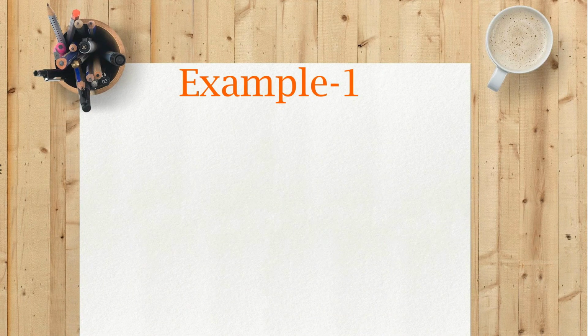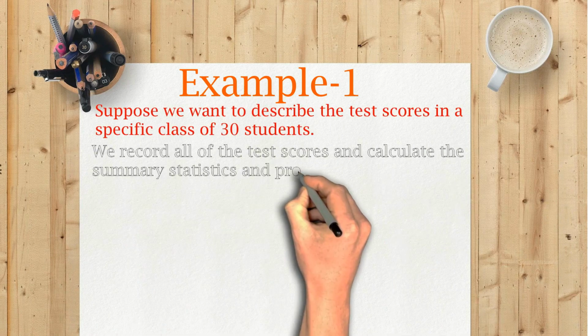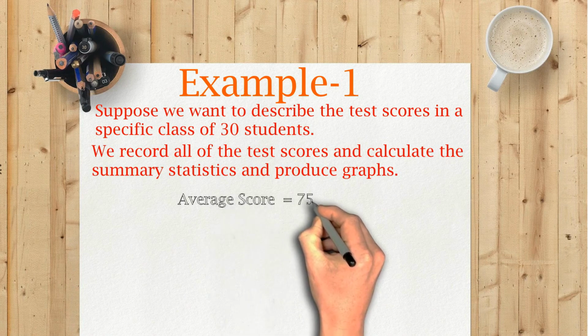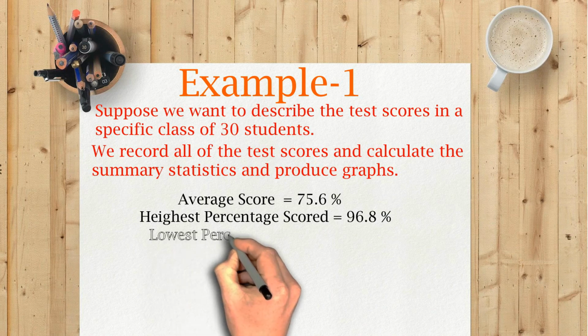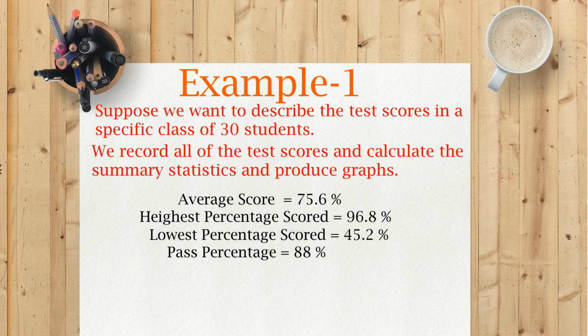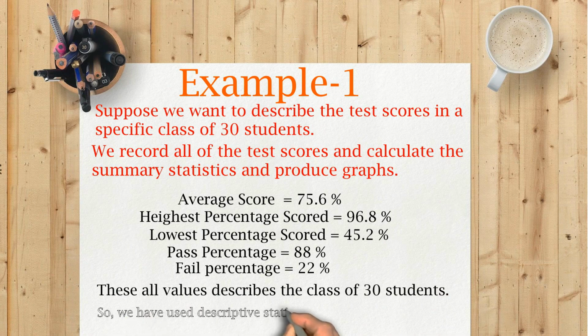Example 1. Suppose we want to describe the test scores in a specific class of 30 students. We record all of the test scores, and calculate the summary statistics, and produce graphs. Average score equals 75.6%. Highest percentage scored equals 96.8%. Lowest percentage scored equals 45.2%. Pass percentage equals 88%. Fail percentage equals 22%. All these values describe the class of 30 students. So, we have used descriptive statistics for describing a system.